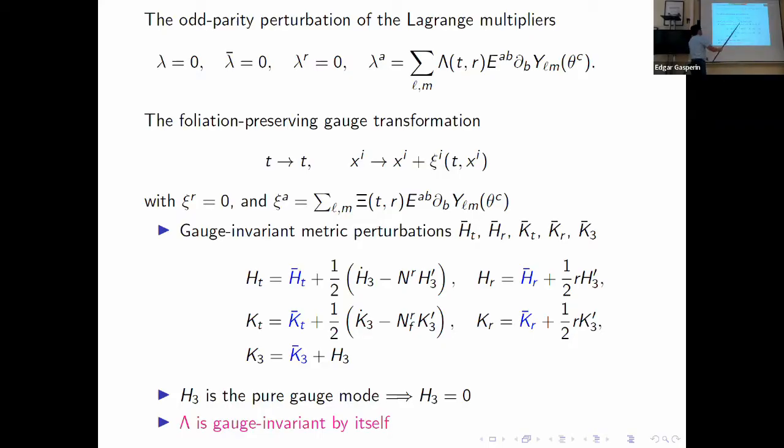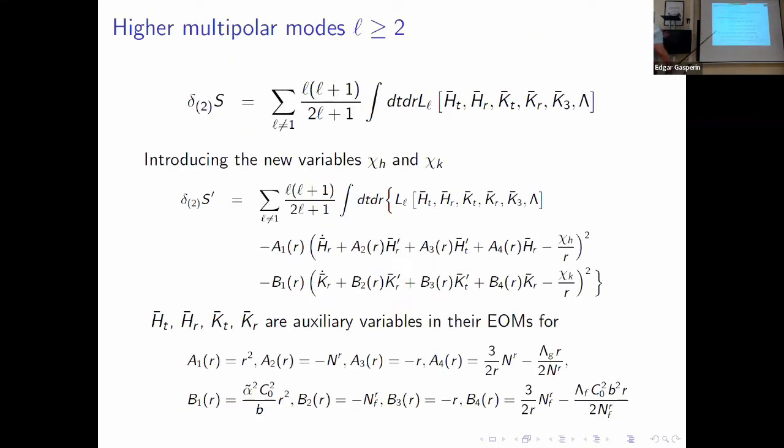In the odd-parity sector, there is one gauge freedom. By using this, we can eliminate at least one metric perturbation among the six metric perturbations. Then we introduce such a gauge-invariant perturbation with those variables. Then the remaining mode, H3, can be regarded as a pure gauge mode, so we can set H3 to zero without any loss of generality. Also, the perturbation of the Lagrange multiplier is automatically gauge invariant. Then we are going to substitute the background and perturbation into the action.